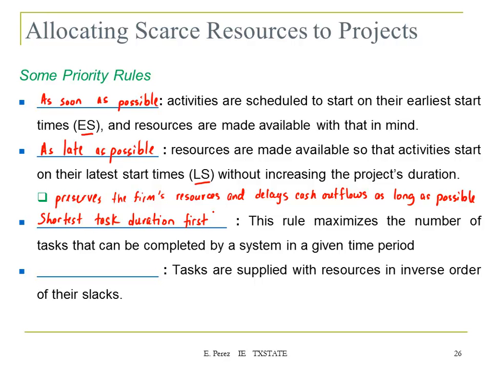The next one is called the minimum slack first. And here, tasks are supplied with resources in inverse order of their slack. So you're going to look at those tasks that have a minimum slack, and you're going to try to address those as early as possible.